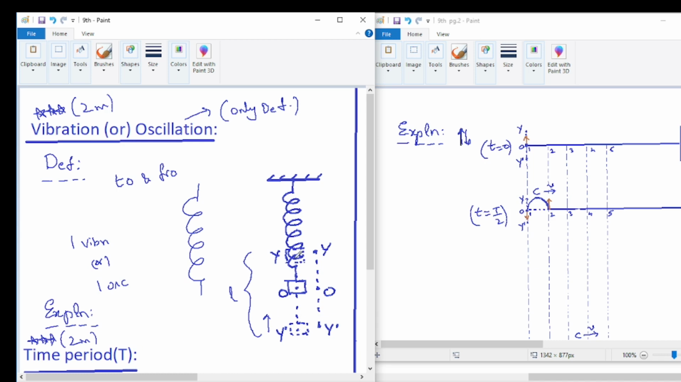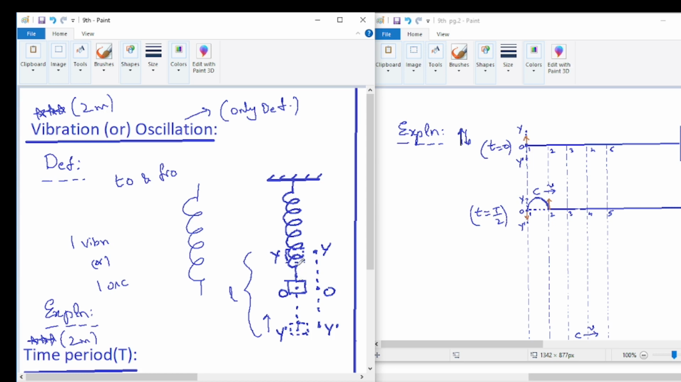So only bottom to top means exactly bottom to top. Y dash to Y means time taken will be, easily we can guess, T by 2, half of the total time period. Total time period means bottom to top and top to bottom. Only bottom to top means it will be half of the total time, T by 2. And again from top to bottom also it will be half of the time period. So bottom to top is called as half time period. That's called half vibration. And the same way from top to bottom is the next half of the vibration.